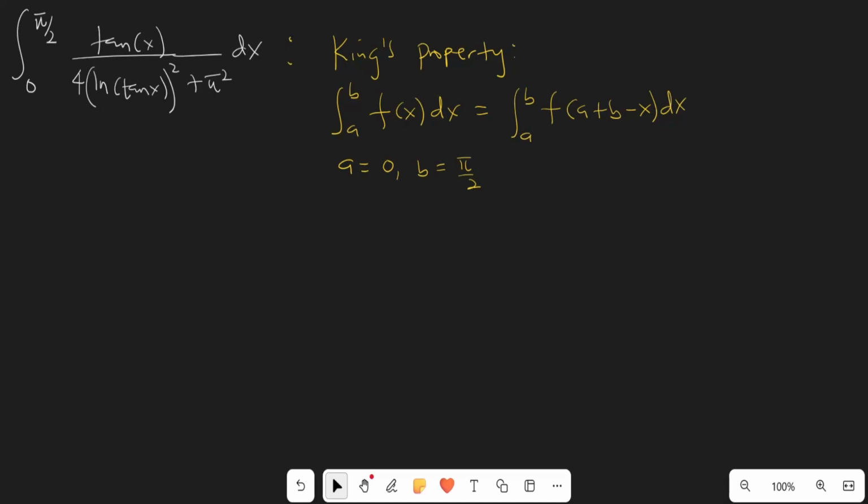So in this tutorial we are going to look at this definite integral from 0 to pi over 2 of tan of x divided by 4 times the natural logarithm of tan of x squared plus pi squared dx. So we are going to use the King's property in order to solve this integral.